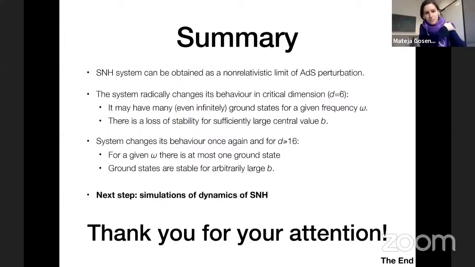I have a question. Yes, Martina, please. So this is only for the ground state, right? Do you have any idea what happens to the excited states, or is there anything interesting at this dimension?